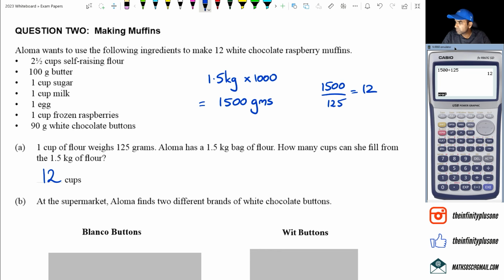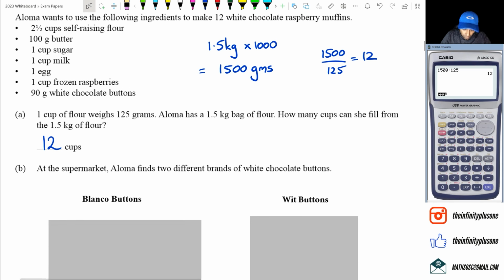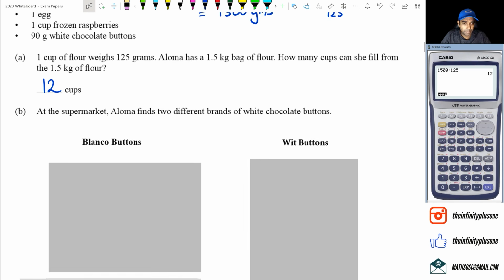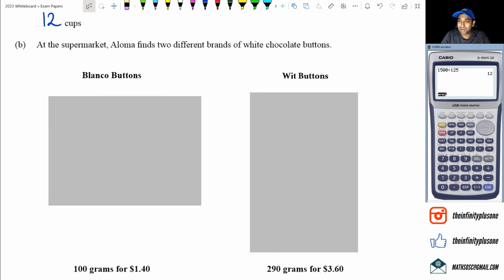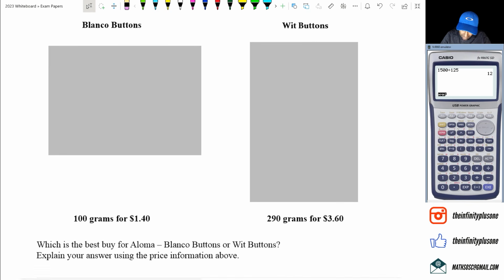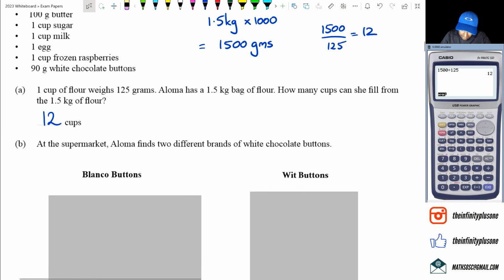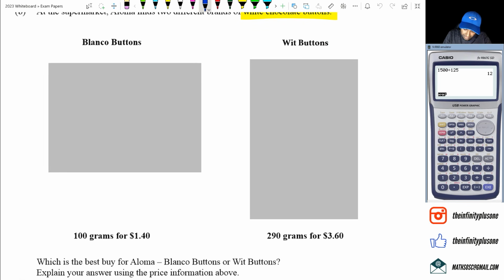The next part of this question follows on from the recipe. All right, so at the supermarket now, I'm sorry guys, unfortunately by the time I downloaded this paper, the pictures get blocked out, copyright issues and all. But basically, what does it say? Alamo finds 2 different brands of white chocolate buttons. Now looking at the recipe itself, the recipe needs 90 grams of white chocolate buttons. All right, so we're going to need 90 grams.